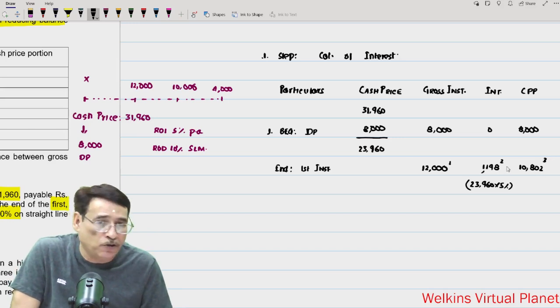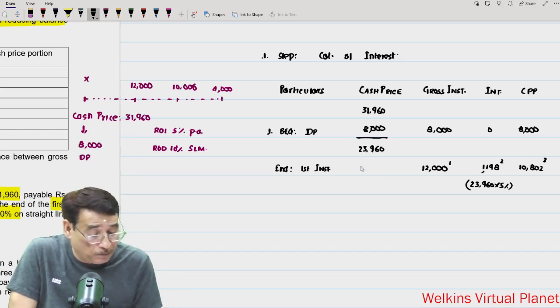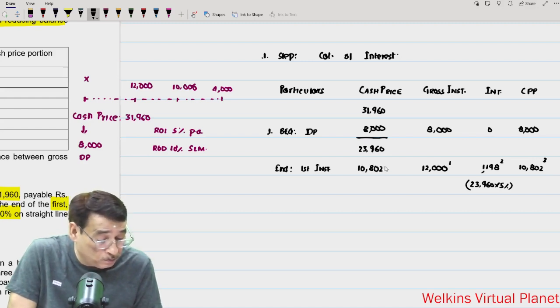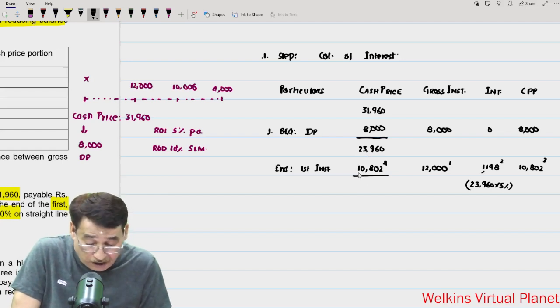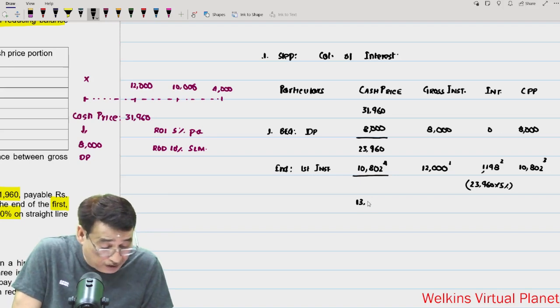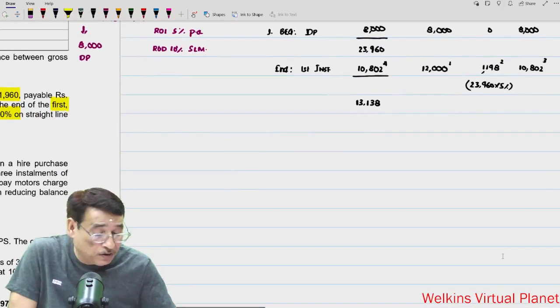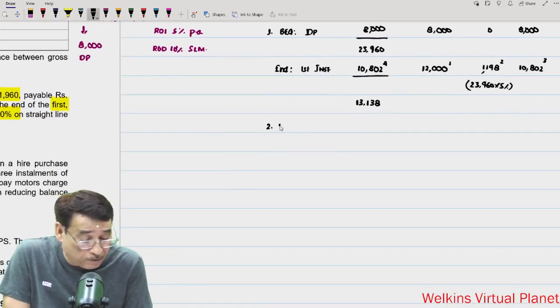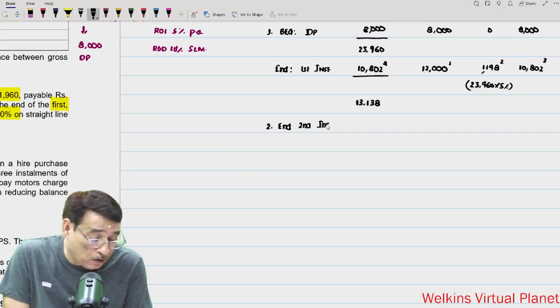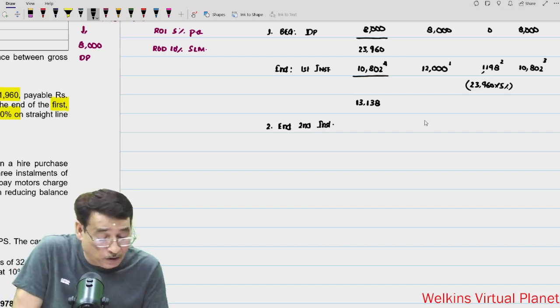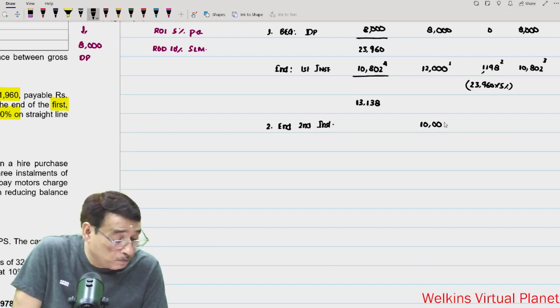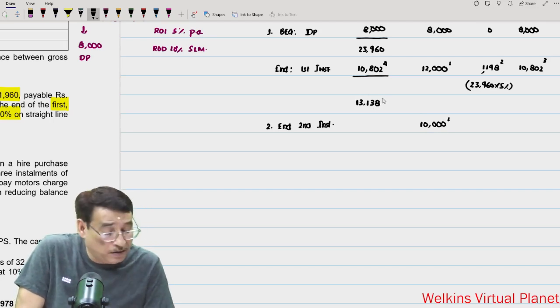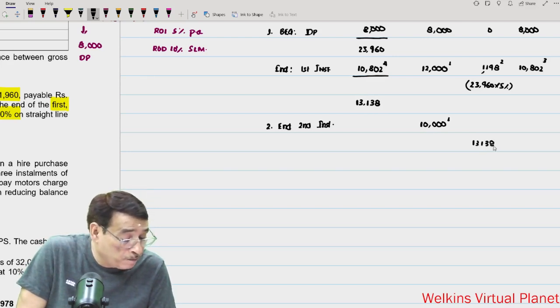So out of 12,000, this much you paid for interest, this much you paid for cash price portion. You subtract 10,802 from this amount. So 23,960 minus 10,802 will give me 13,138. Now we will reach the end of the second year. At the end of the second year, I will pay the second installment. As far as the second installment is concerned, whenever we use the word installment, generally it means gross installment. The second installment is 10,000. Now I will compute 5% of this amount, so 13,138 into 5%.